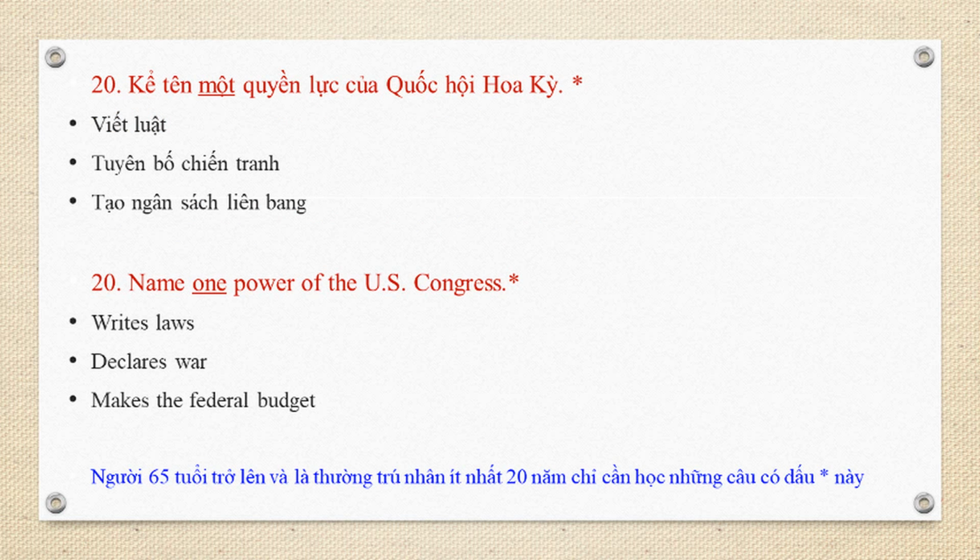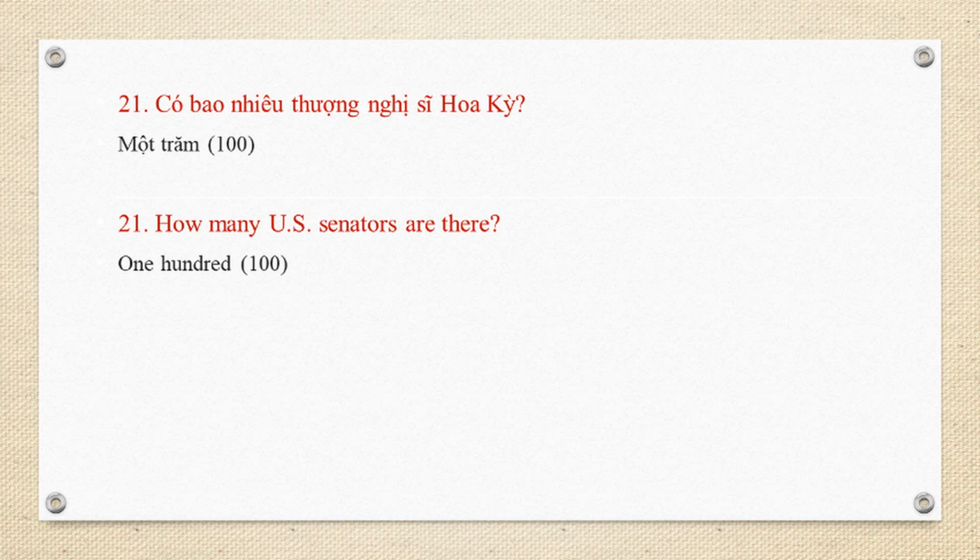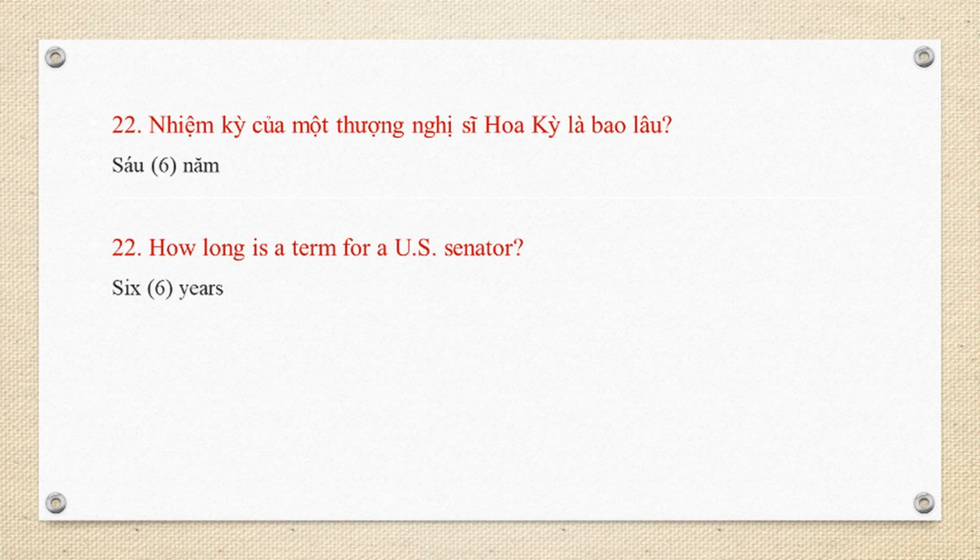20. Name one power of the U.S. Congress. Writes laws. Declares war. Makes the federal budget. 21. How many U.S. senators are there? 100. 22. How long is a term for a U.S. senator? 6 years.